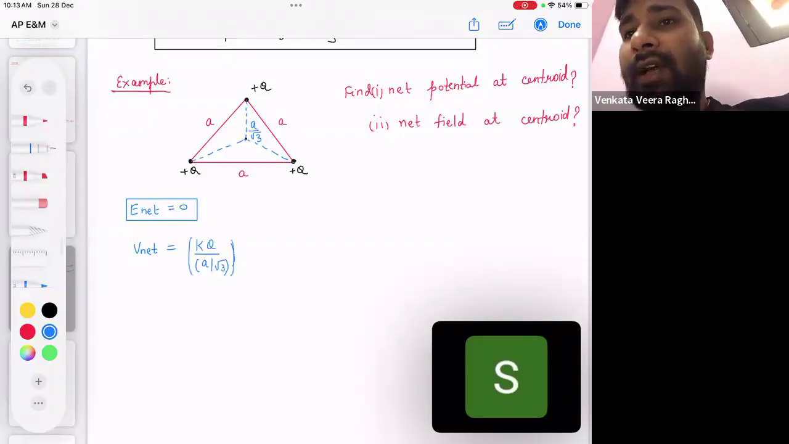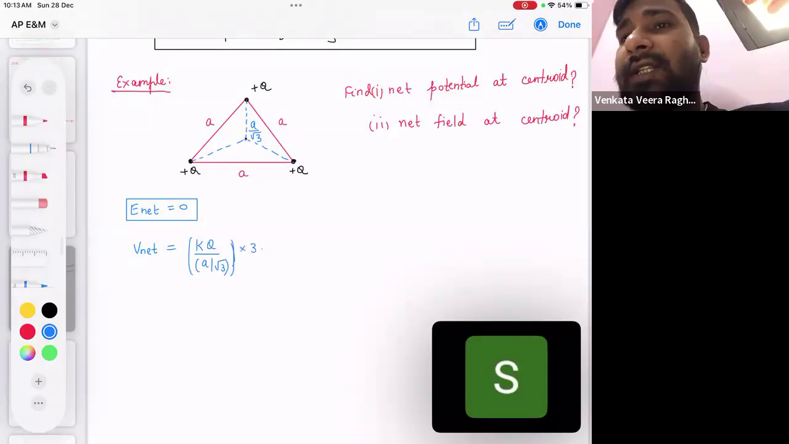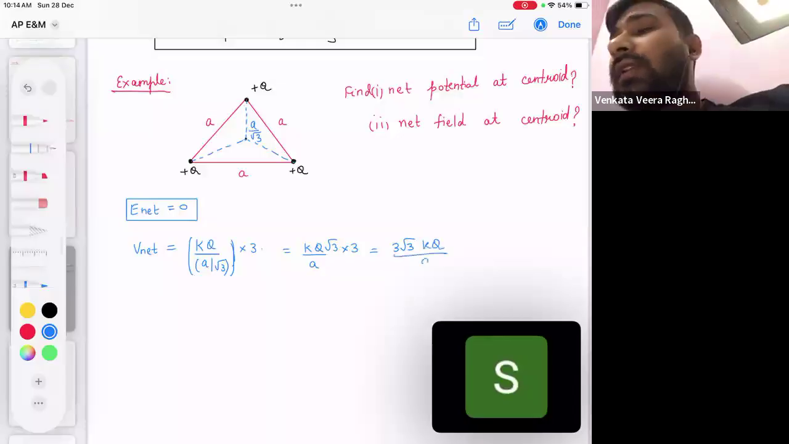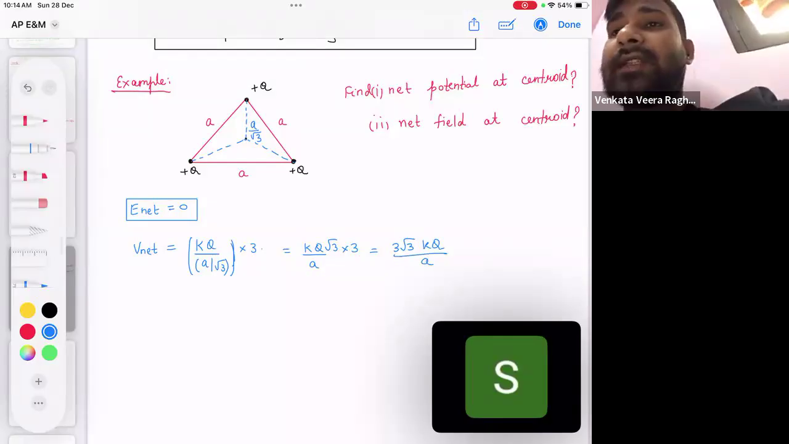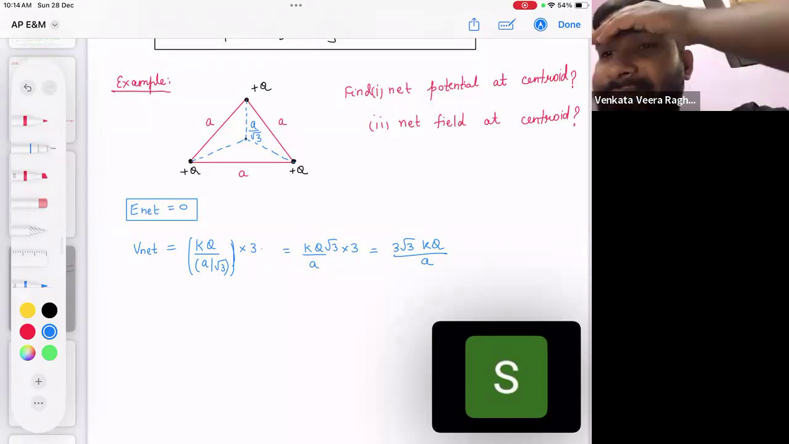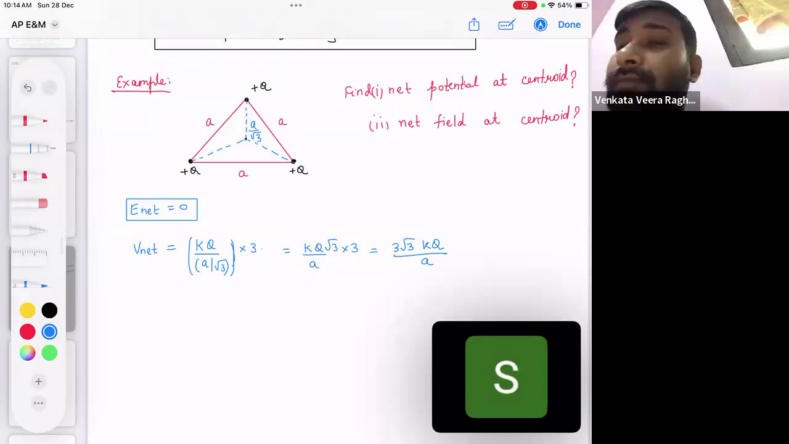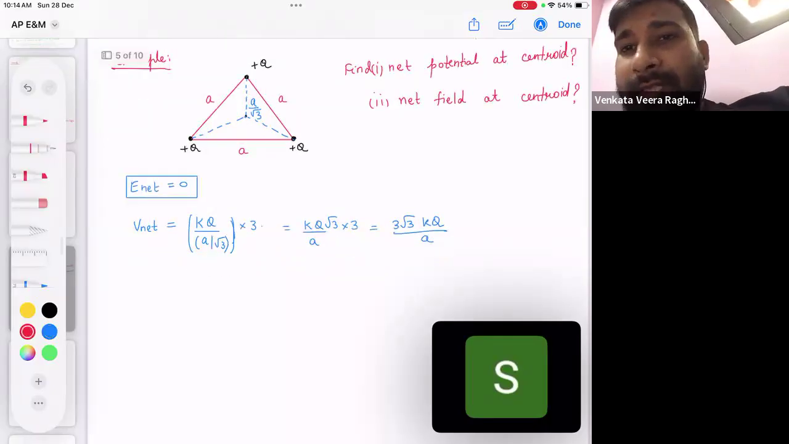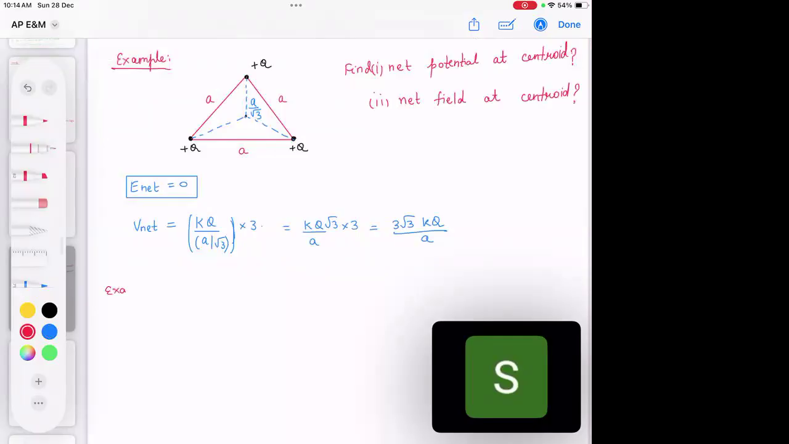and like that, how many charges are creating the potential at that point? 3 charged particles. So what we are getting is KQ by A by root 3 into 3. So we are getting 3 root 3 KQ by A. Understand? So this is the net potential at which point? At the centroid due to these 3 charges. Is that clear? Please tell me. Yes, sir. Please tell. Is this question clear?